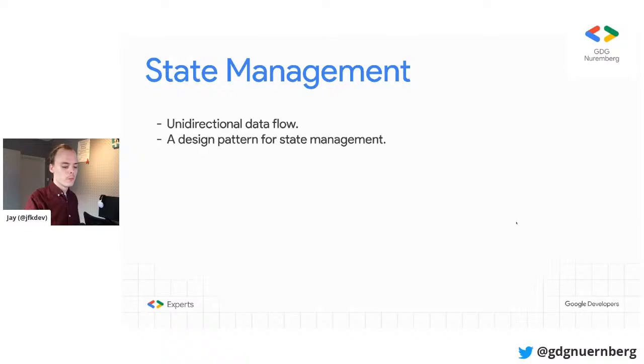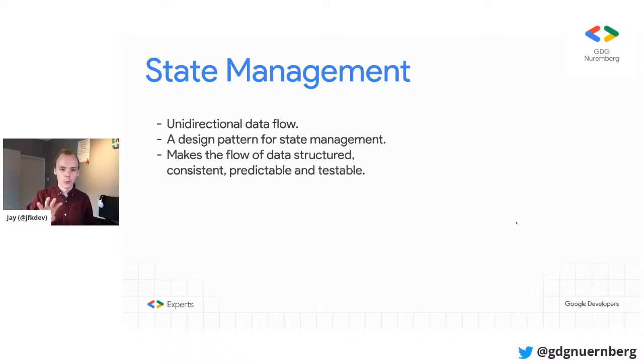Using this pattern, you can make the flow of your data four main things to me: structured, consistent, predictable, and testable. Structured in a way that it's easy to know how things fit together within the state of your application. It's consistent because you can do the same pattern everywhere. This is very dependent on the framework that you're using, but most of the time this is the case. It's predictable in a way that you know how to write every single part of it, because it's so structured and consistent, and it's usually testable.